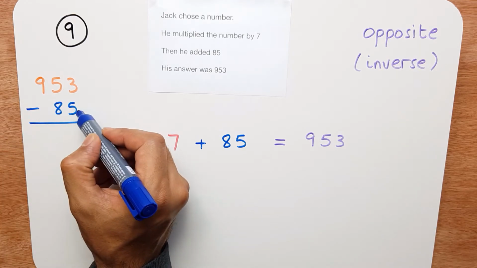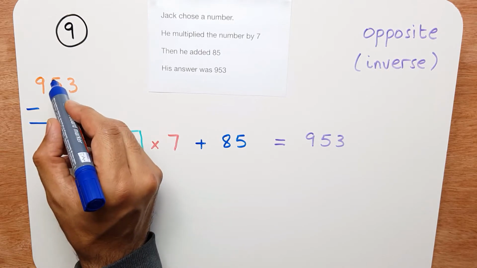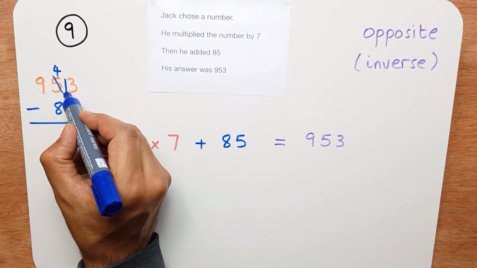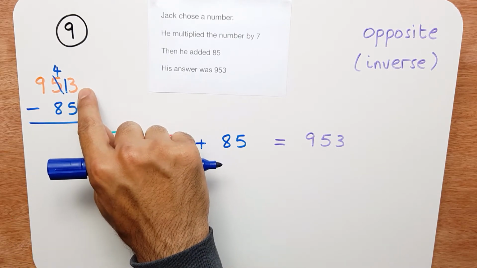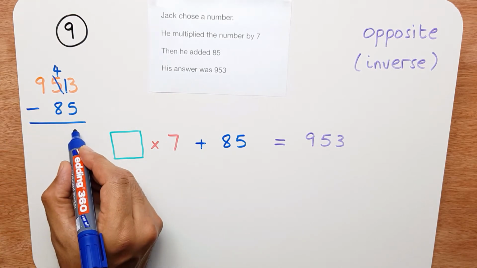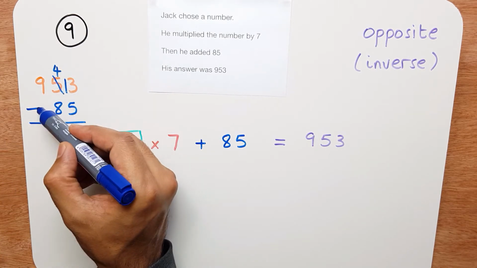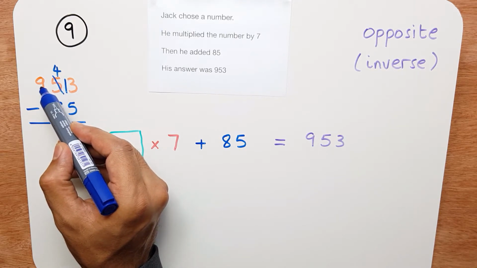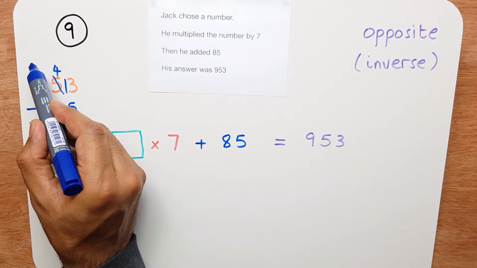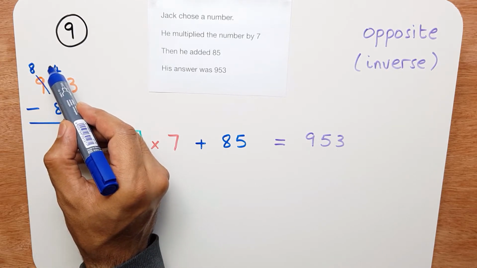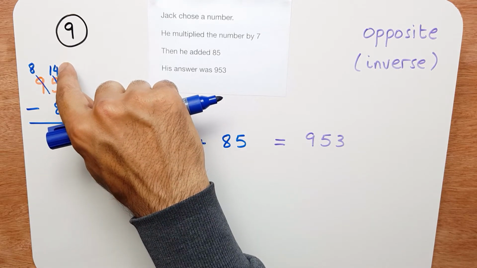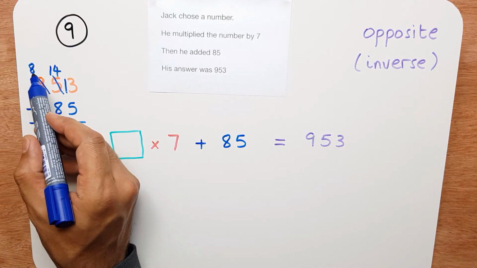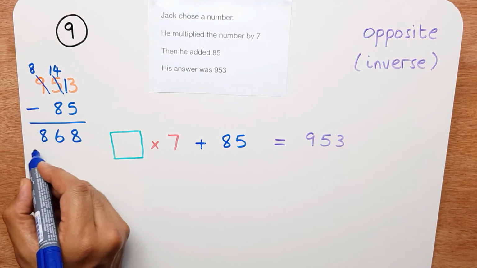3 take away 5 I can't do, so I go to my neighbour, cross out the 5, and that becomes a 4. And I've borrowed 1, so that becomes 13. 13 take away 5 is 8. 4 take away 8 I can't do, I've not got enough. So this 4 has to go to its neighbour and borrow 1. So we cross the 9 out, that becomes an 8. And the one we've borrowed turns that 4 into a 14. So now it's 14 take away 8, which is 6. And then you have 8 take away nothing, which is 8.